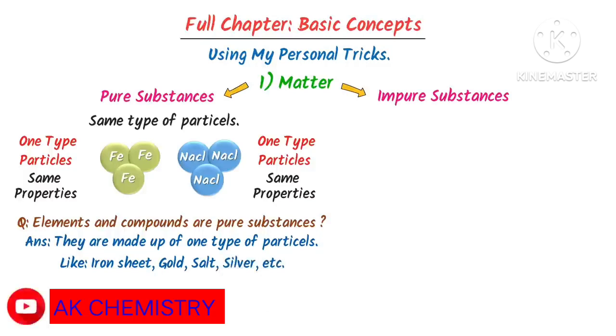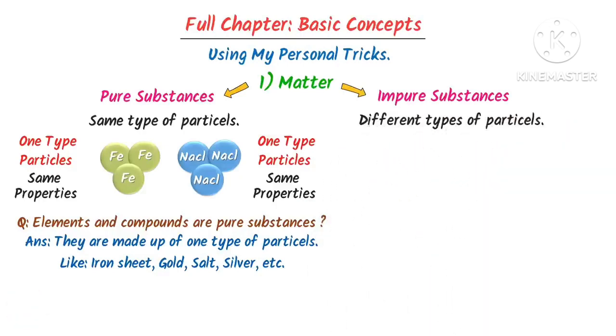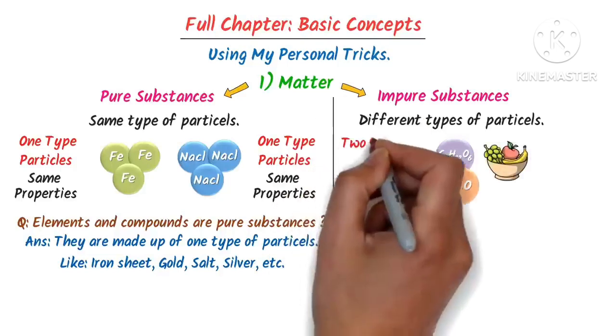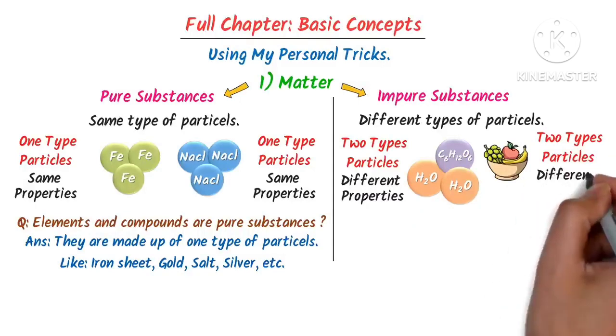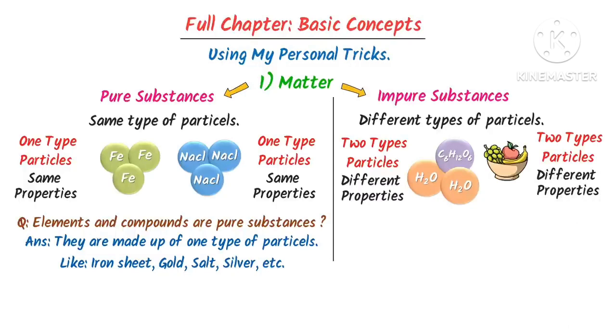On the other hand, impure substances are those substances which contain different types of particles. For example, consider salt solution and salad. We can see that salt solution contains two types of particles. Secondly, they have different properties. So we say that salt solution is an impure substance. On the other hand, in salad, there are more than two types of particles, and these particles have different properties. So we also say that salad is an impure substance.